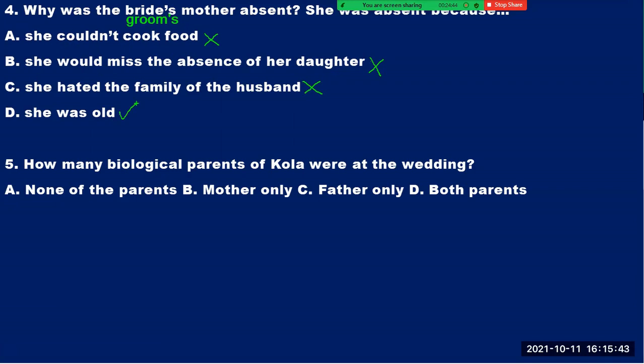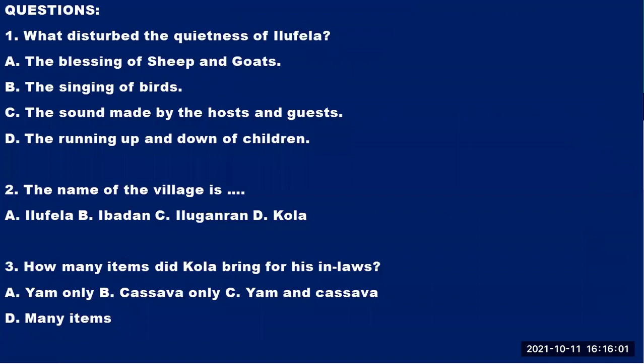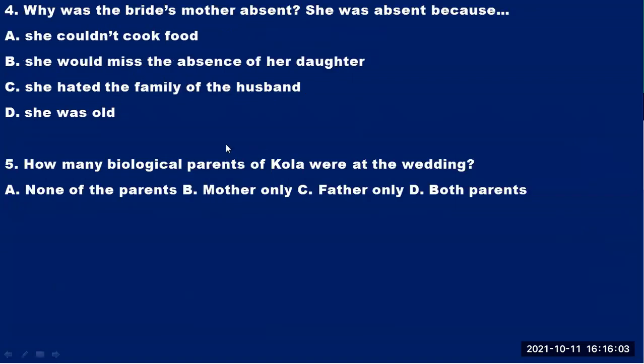But we shouldn't just assume. Again, I told you that answering comprehension questions requires getting the evidence from the passage. It is evidence-based. So let's now go. And what are we looking for? The clue that we are looking for is the groom's mother.